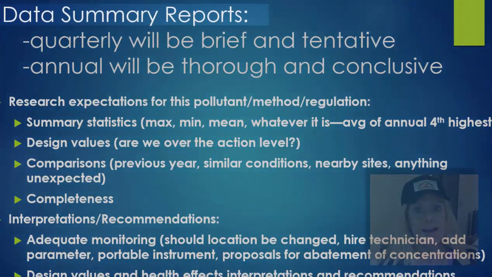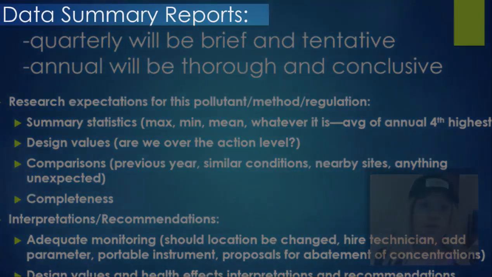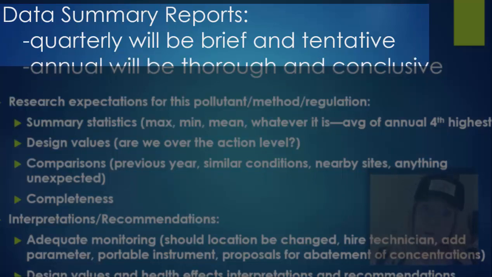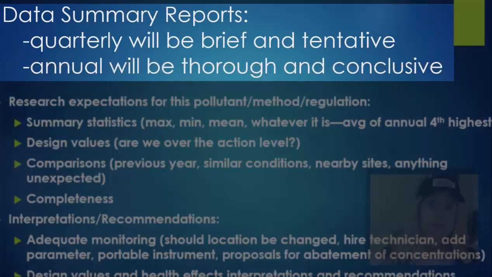Data summary reports. In general, they'll follow the same sort of pattern, but quarterly data summary reports will be brief. This is what the average concentrations were this quarter, and they're not going to draw conclusions. They're going to be tentative, like they're not going to say, oh, this is clearly showing an increase because it's only been a quarter. Whereas the annual data summary reports are going to be more thorough, summarizing the data over a year, and more conclusive.